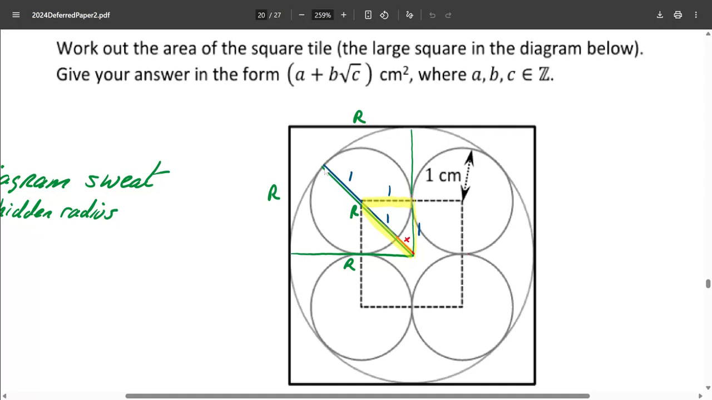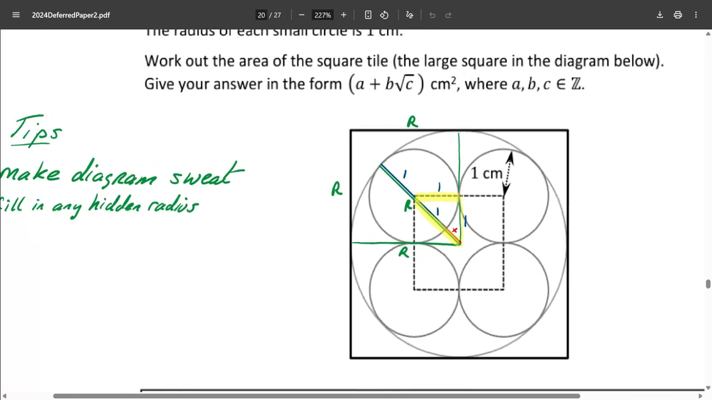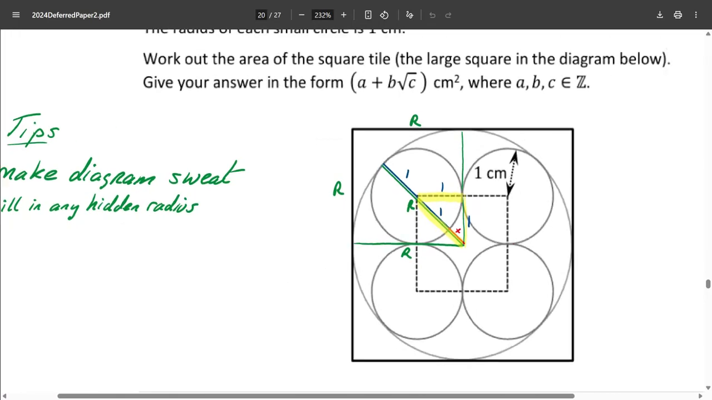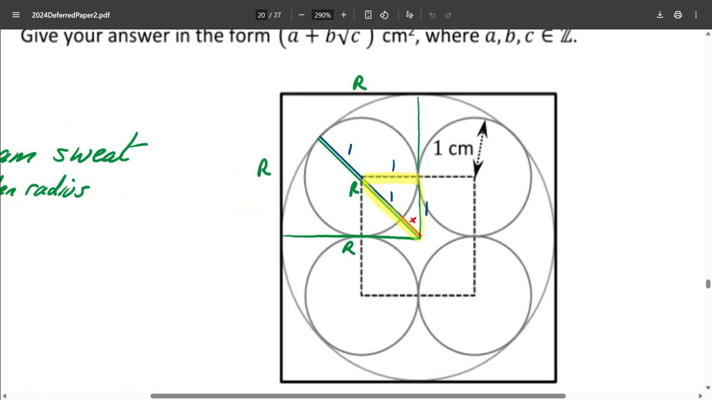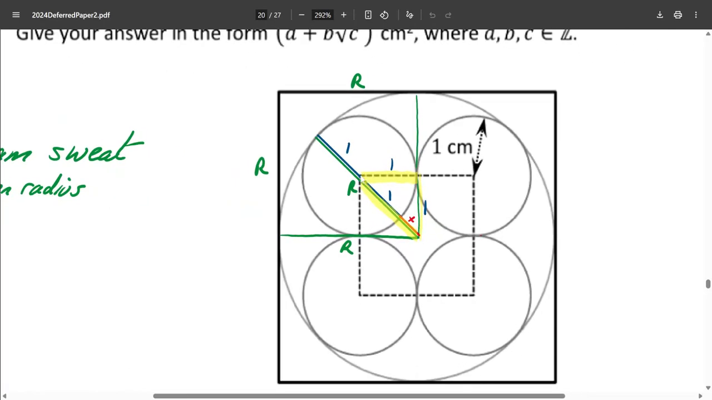That's a radius of 1 from there to there. Obviously, that's also the radius of 1 from there to there. And that's 1, that radius from there to there. Fill in hidden radius. I can't overemphasize how important that tip is for paper 2 questions, especially with circles. Okay, so now we have 3 radiuses filled in. That, and that.